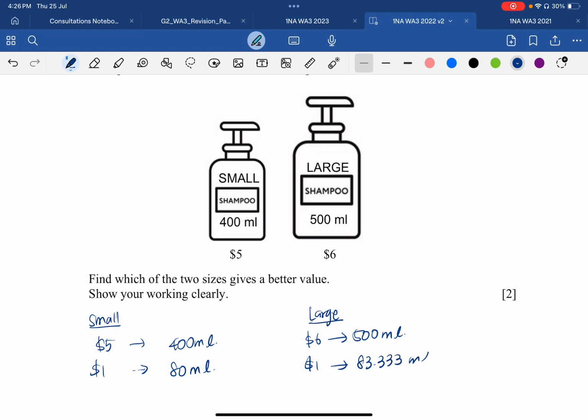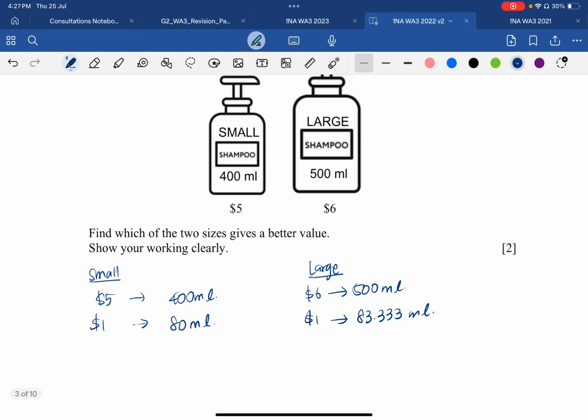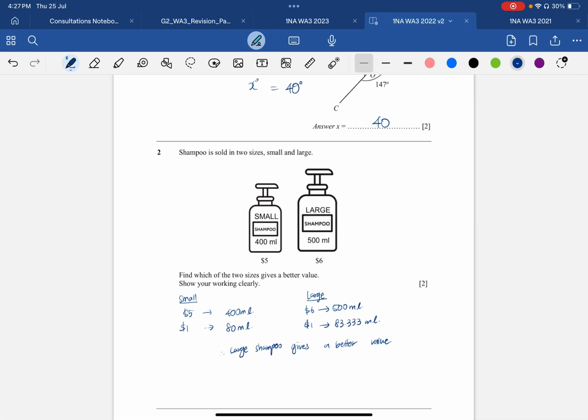83.333 ml. Okay, so the large bottle is clearly more worth it because for every dollar, I get 3.333 ml more. So therefore, the large shampoo gives a better value. Okay, so that is question 2.